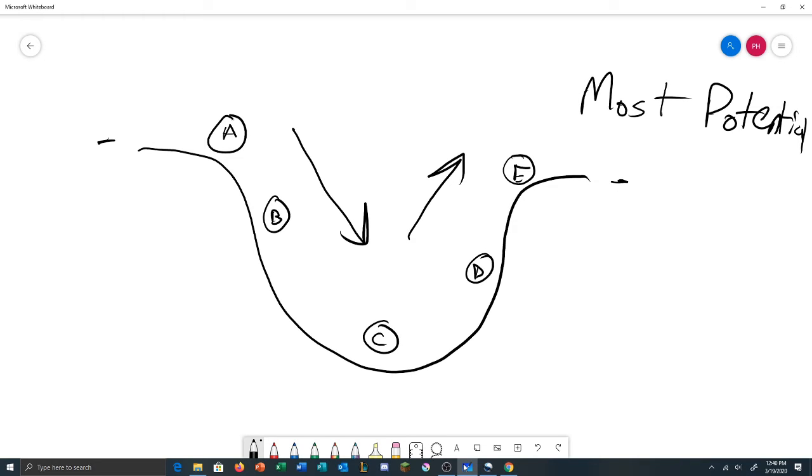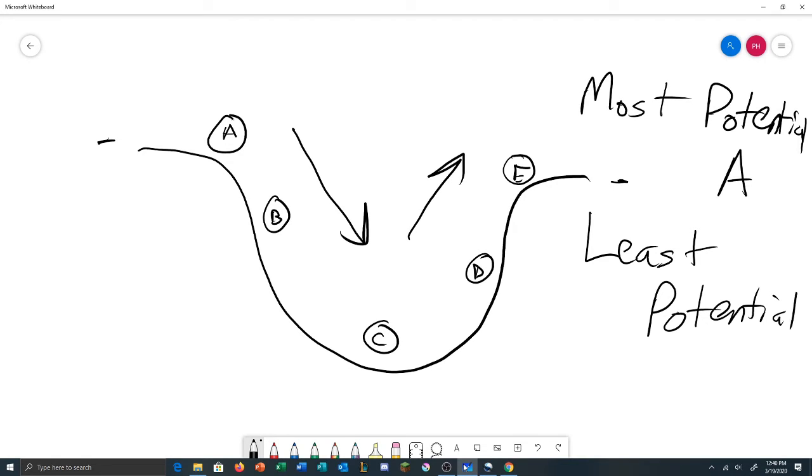In this case, the most potential would be A, because it's the highest off the ground. It is higher than any other ball here. Well, what about the least potential? The least potential would be your ball C, because ball C is at the very bottom of the ramp. No other ball is lower than it is. It is at the bottom of the half pipe.